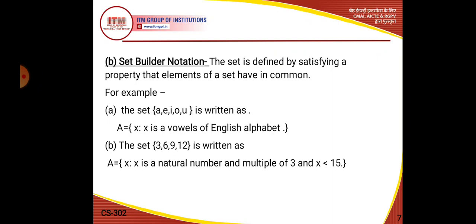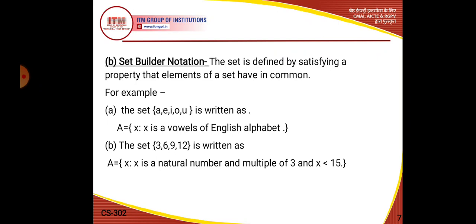Now the second form is set builder notation. The set is defined by satisfying a property that elements of a set have in common. This is the definition of set builder form. For example, the set {a, e, i, o, u} is written as A = {x such that x is a vowel of the English alphabet}. We can write it in set builder form.